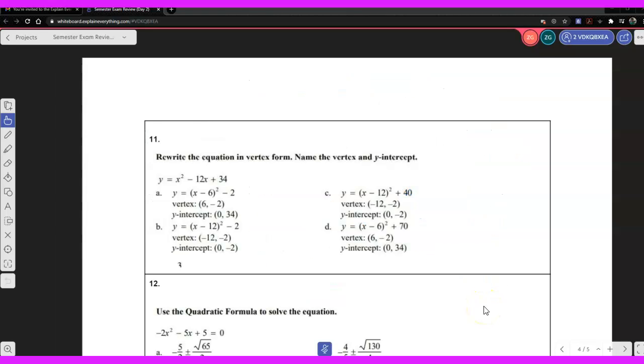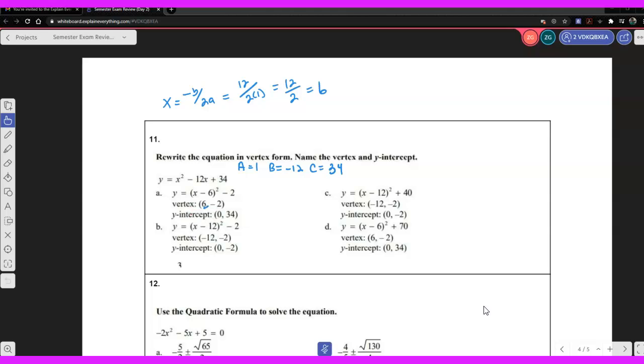Number 11, we're going to rewrite in vertex form. Remember, you have to identify a, which is 1. You have to identify b, which is negative 12. And you have to identify c, which is 34. So we've got to find the vertex. Remember, you use the formula negative b over 2a to find the x value of the vertex. So negative b, which is 12, divided by 2 times 1. So it's 12 divided by 2, which gives you 6. So we know that the vertex is going to start with a 6.